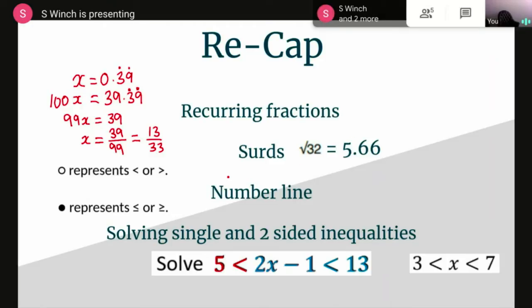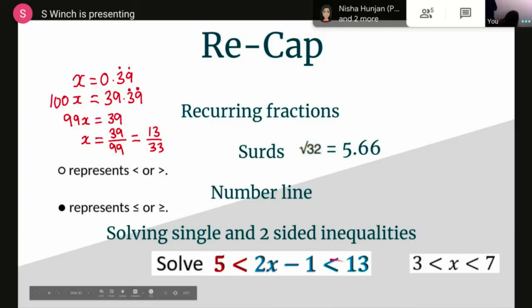Then we moved on to number lines. And we did some demonstrations on what a number line looks like when you're representing greater or less than. We've got the closed circle if it's equal to, and the open circle if it's not equal to, and then you just draw your number line. Finally, we had solving single and two-sided inequalities, and we looked to first of all get rid of the -1 by adding it to each side, and then you just divide by 2 on each side. So in this example, you'd have 6 divided by 2 to give us 3, and 14 divided by 2 to give us 7. So that was a little recap of inequalities, recurring fractions, and surds.